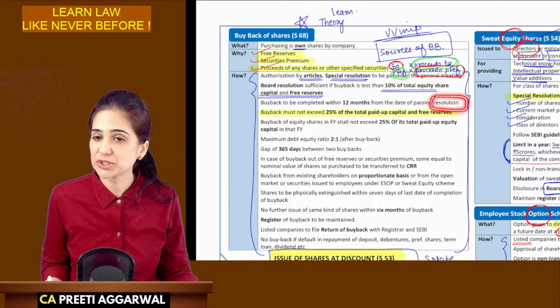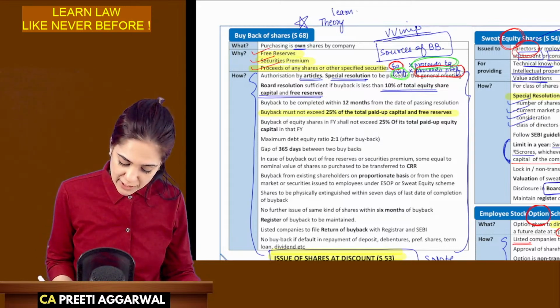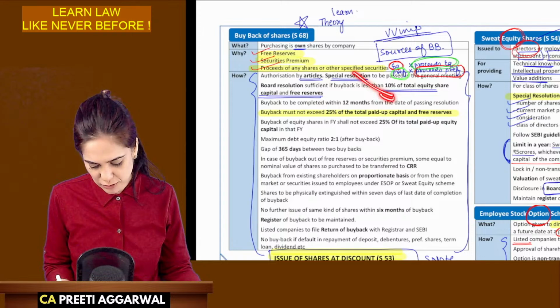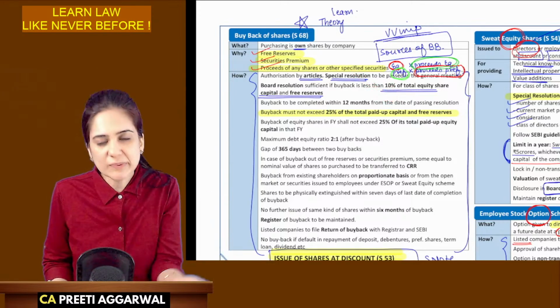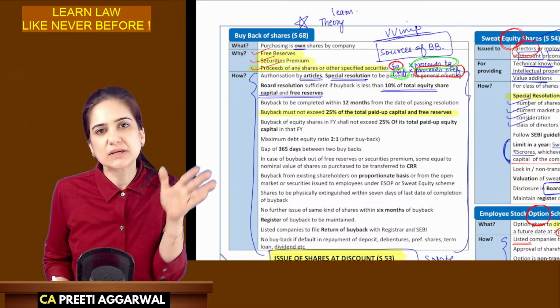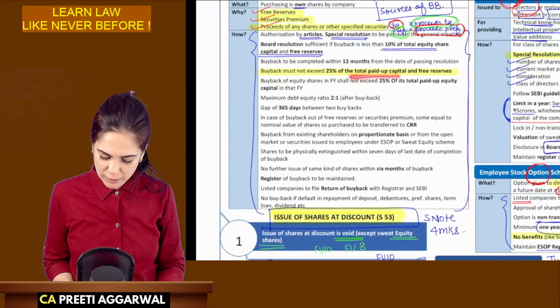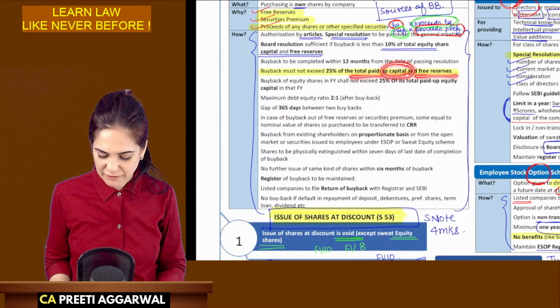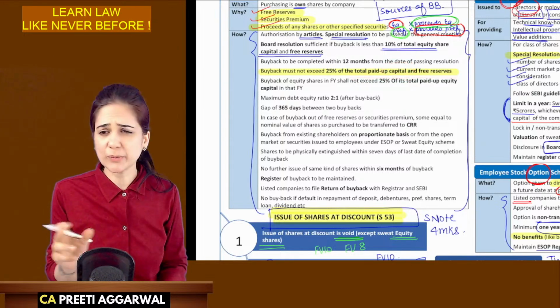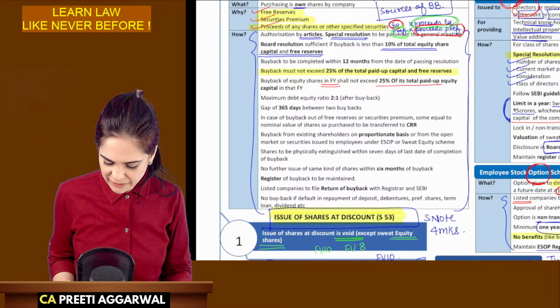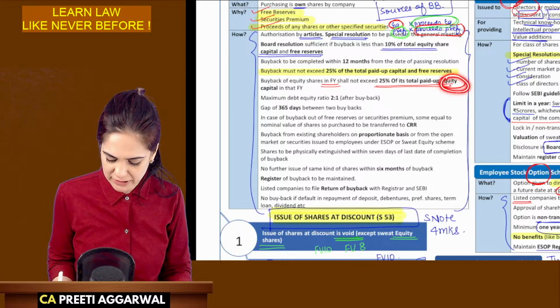They have not written which resolution, because if a board resolution is passed, then it is within 12 months of the board resolution. But if a special resolution is passed because the buyback is more than 10%, then it is within 12 months of passing the special resolution. Buyback must not exceed 25% of the total paid up capital and free reserves. In the overall year, it should not exceed 25% of the total paid up equity. So please pay attention to these finer points.